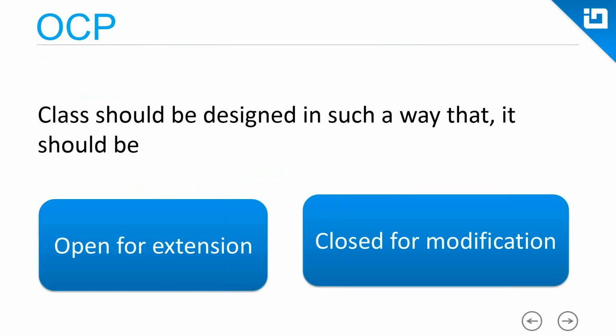Great. Now, what is OCP? This is the second component of your SOLID principles. OCP stands for open closed principle. And what OCP says is, a class should be designed in such a way that it should be open for extension, however closed for modification. So you should be able to extend a particular class, but you should not modify that class. This is what the open closed principle says.